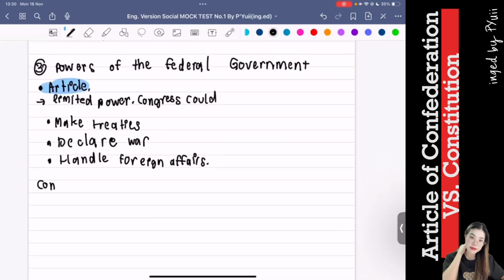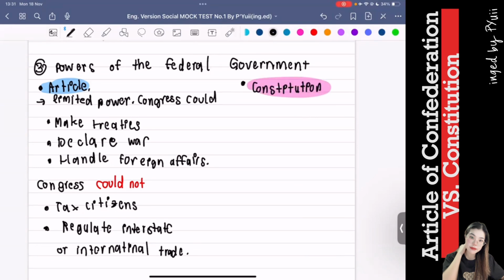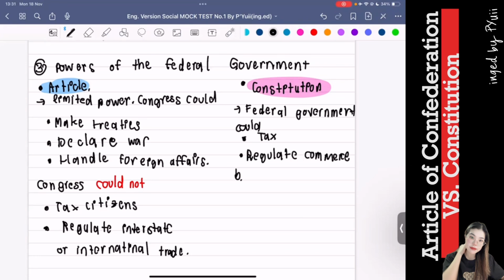สิ่งที่ Congress could not do คืออะไรนะคะ ก็คือเรื่องของ tax การเก็บภาษี. They have to request money from the states. The federal government is supposed to be able to manage money and develop the country, right? Federal เนี่ยไม่มีอำนาจในการ collect tax, เขาจะเอาเงินที่ไหนในการพัฒนาประเทศ ถูกไหม. Nor regulate interstate or international trade. On the other hand, the Constitution has stronger powers for the federal government: it could first collect tax, regulate commerce between states and nations, and maintain the military.